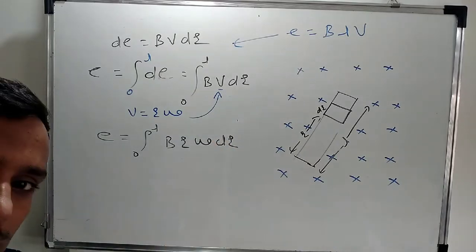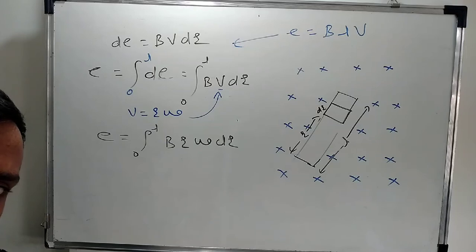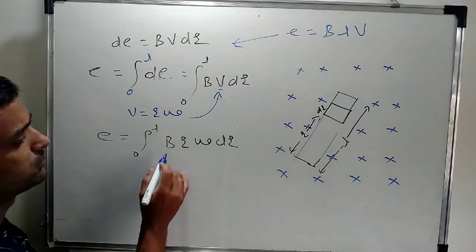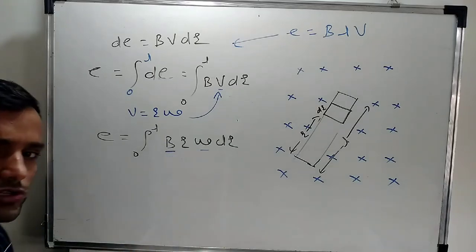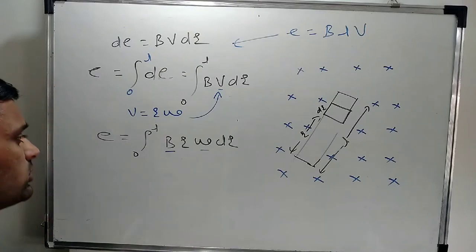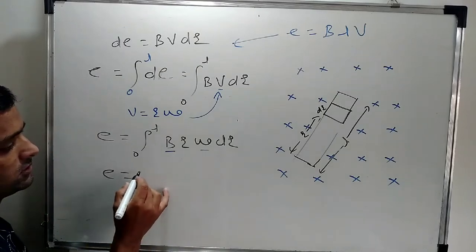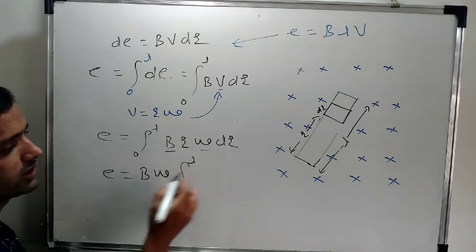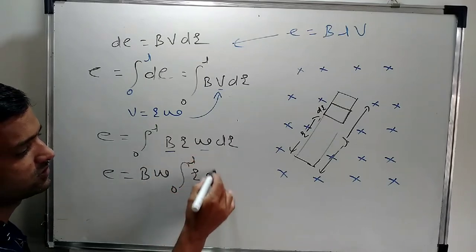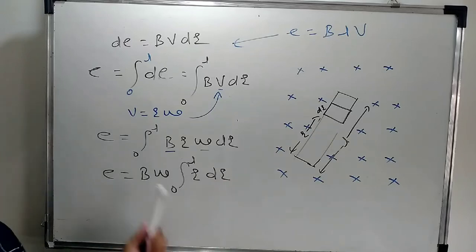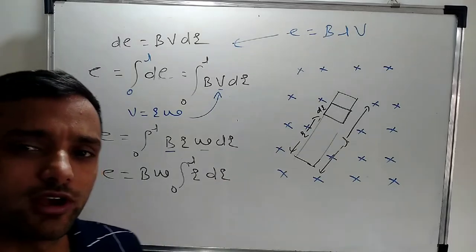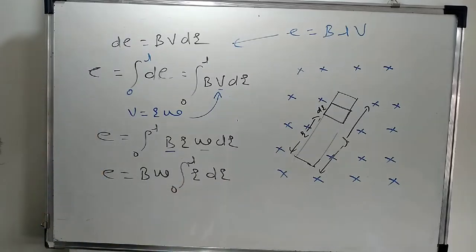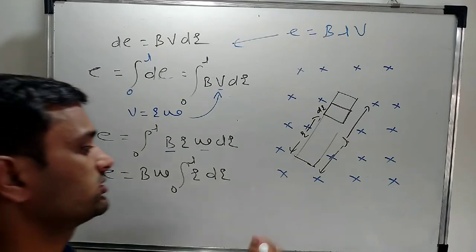Now what are the constant terms in this equation? Here B and omega are constant. Take them outside. What will happen? B omega constant, integration from 0 to L. What is the remaining term? r dr. What is the formula to find the integration of this equation? What is the standard equation?